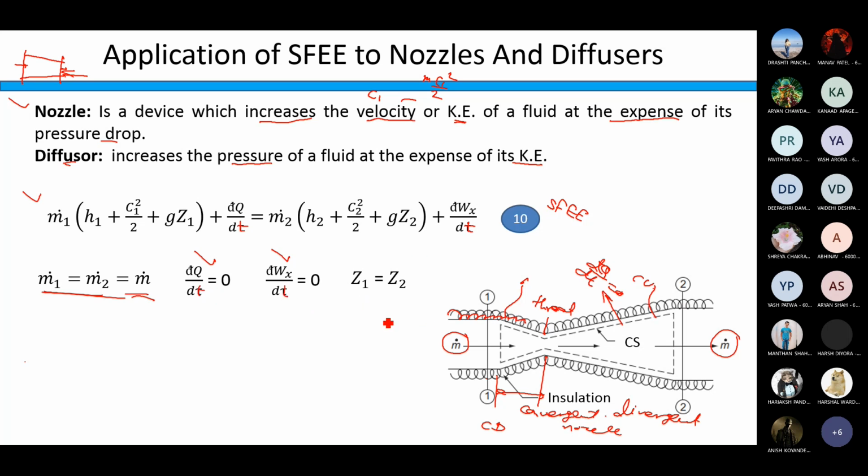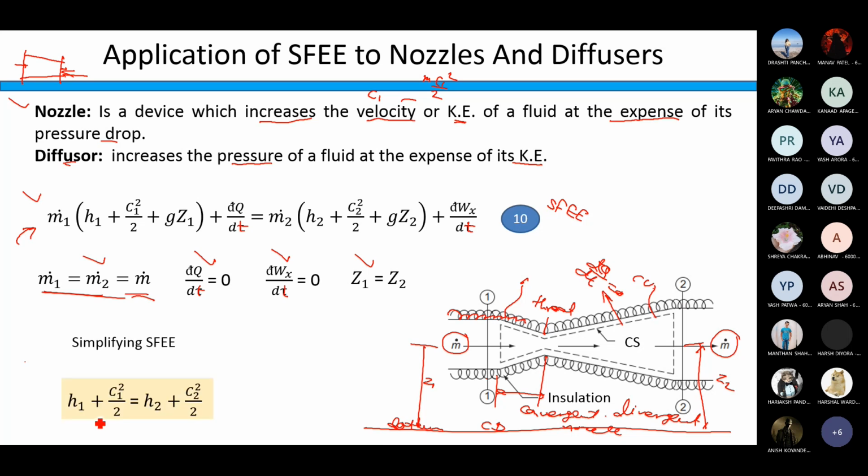Clear? And if I take any random datum, like this is the datum, the elevation of the inlet as well as the outlet is one and the same. So Z1 is equal to Z2, and I can put this condition as well. And when you put these four conditions in equation 10 and simplify it further, it will look like this.